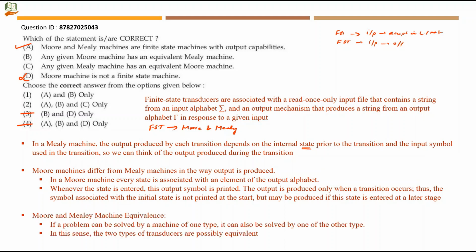Next, we will see about their equivalence. Moore and Mealy machine equivalence. If a problem can be solved by a machine of one type, it can also be solved by the other type. In this sense, the two types of transducers are equivalent. So, statement B, any given Moore machine has an equivalent Mealy machine, is true. Statement C, any given Mealy machine has an equivalent Moore machine, is also true. Option number 2, A, B and C only will be the right answer.